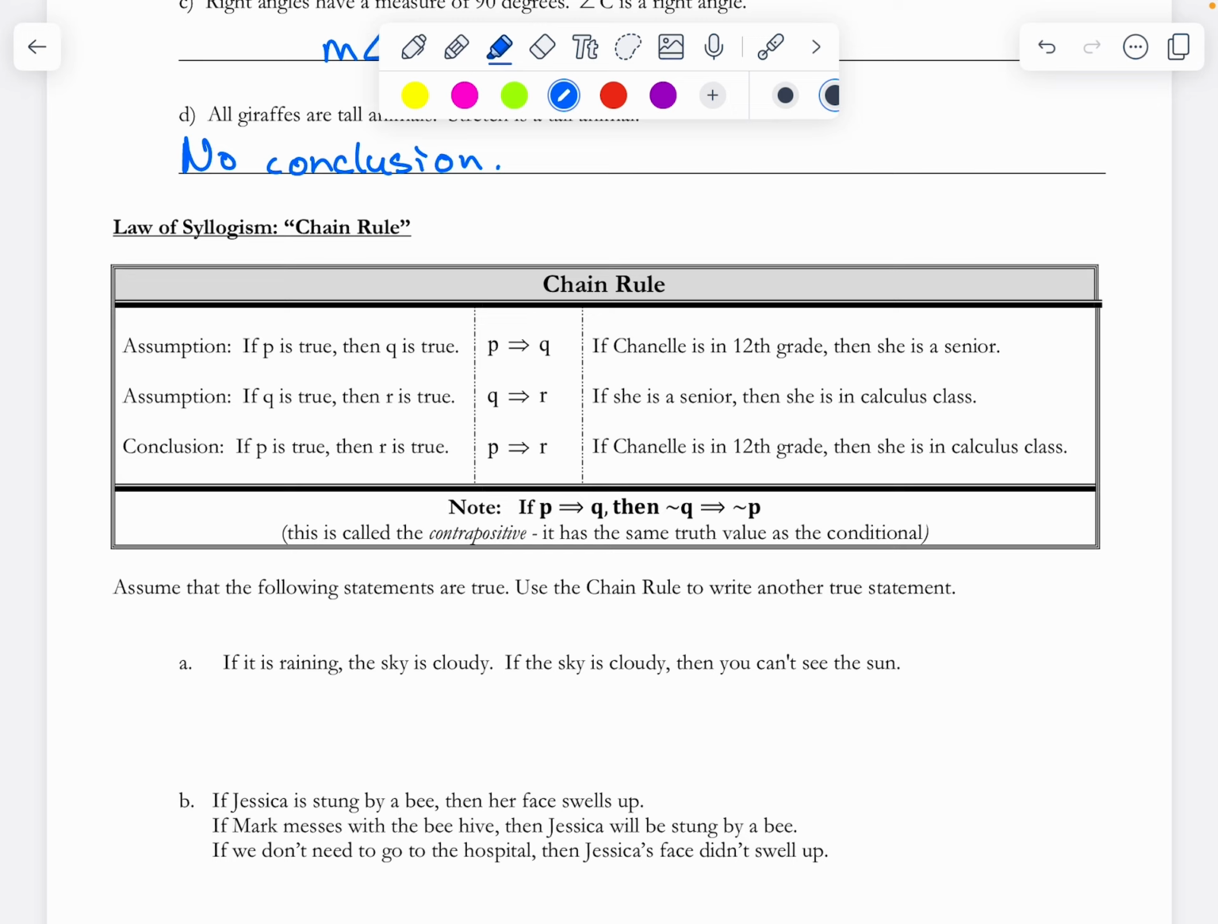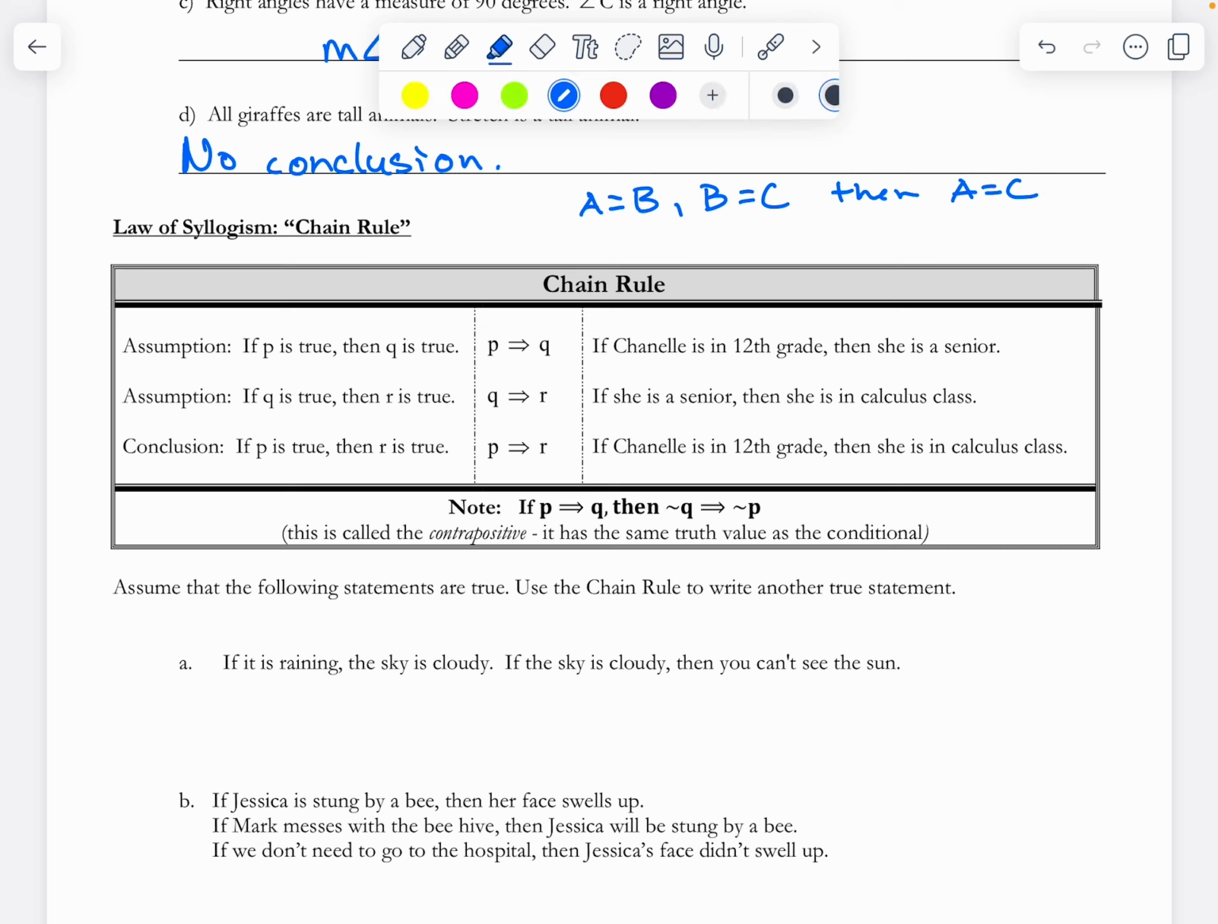So here we're going to learn about the law of syllogism. I believe that's how you say it. But essentially, this is just the chain rule, right? And the chain rule is kind of just a different way of saying, if A equals B and B equals C, then A equals C. That's essentially the exact same thing, right? So for example, if we have an assumption, if P is true, then Q is true, right?